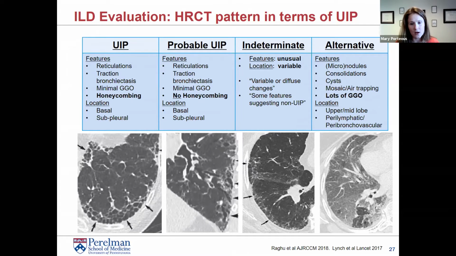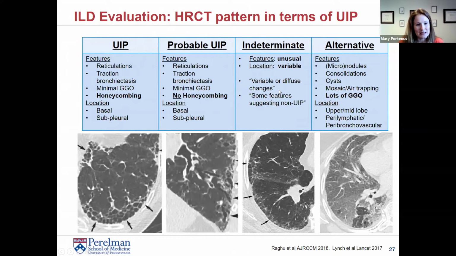We'll talk about the UIP pattern on a high-res CT, which has evidence of reticulations, traction bronchiectasis, minimal ground glass opacity, and honeycombing in a basilar and subpleural distribution. If you have all of these features but don't have honeycombing, then you're classified as a probable UIP pattern on CT.